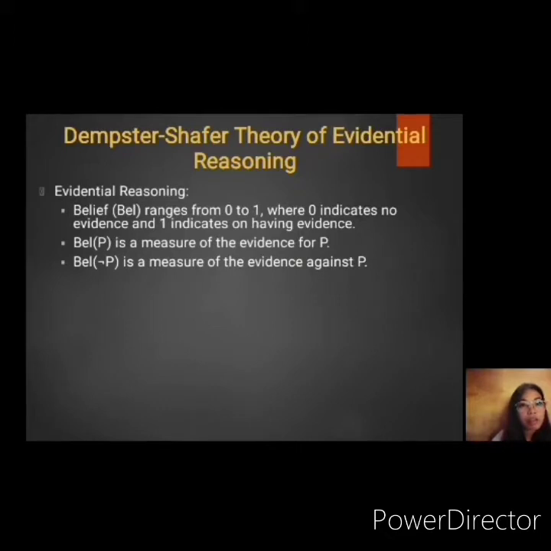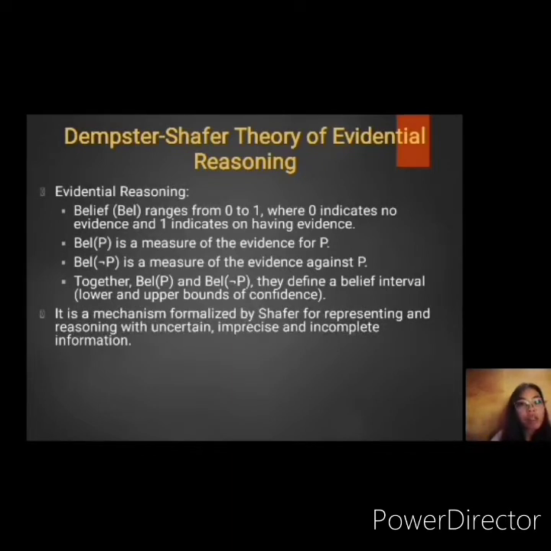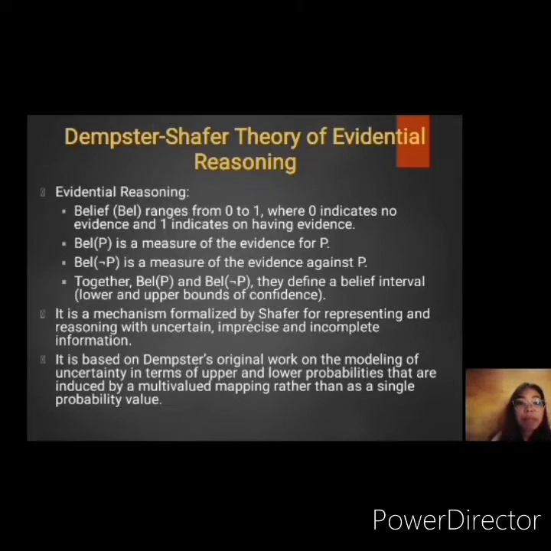Bel of not P is a measure of the evidence against P. Okay, together Bel(P) and Bel(not P) define a belief interval. It is the lower and upper bounds of confidence. So it is also a mechanism formalized by Shafer for representing and reasoning with uncertain, imprecise, and incomplete information. It is based on Dempster's original work on the modeling of uncertainty in terms of upper and lower probabilities that are induced by a multi-valued mapping rather than a single probability value.